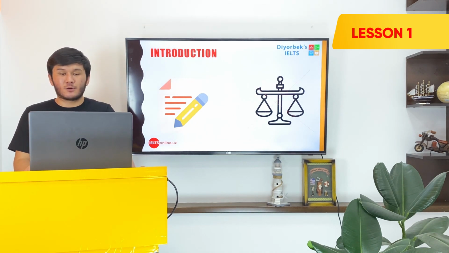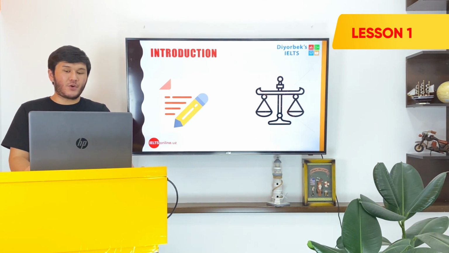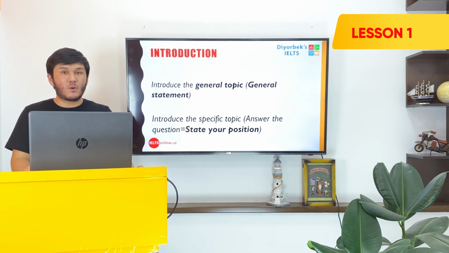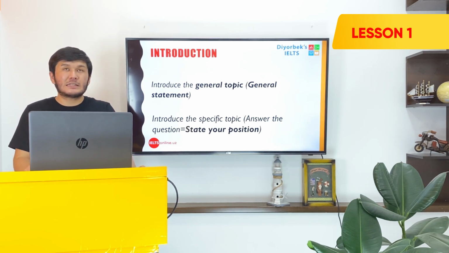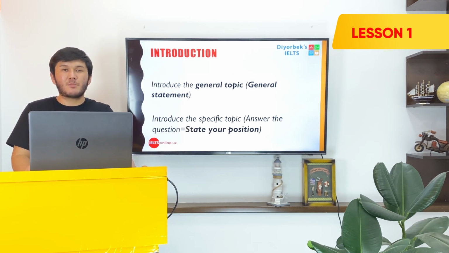But I recommend that to write an introduction, you first introduce the general topic with a general statement and then introduce a specific topic, meaning you state your position clearly. Why? You need to state your position clearly because if you don't, you can kiss goodbye to 7 for task response. For 7 and above for task response, you need to present your position clearly throughout the response.